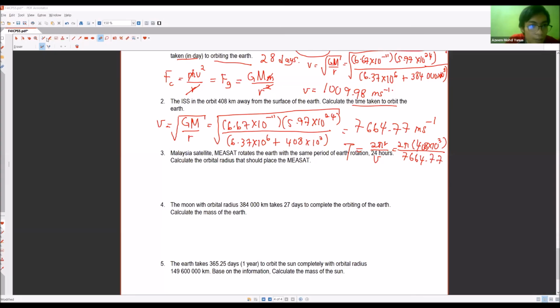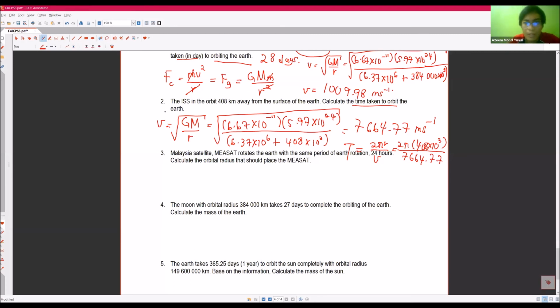Okay, so I already erased all the part. We're gonna restart again because this question is quite complicated. So basically, it asks us to find the orbital radius, but the information given is only the 24 hours, which is the T, the orbital period. So how are we going to find that? The same procedure, we need to find the velocity. So how are we going to find the velocity?